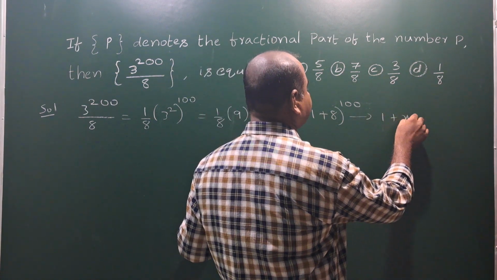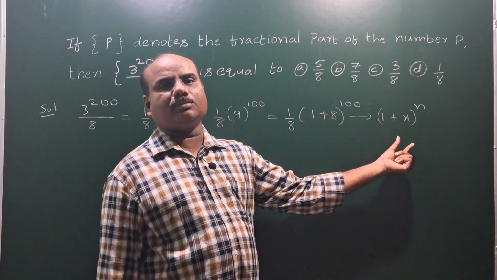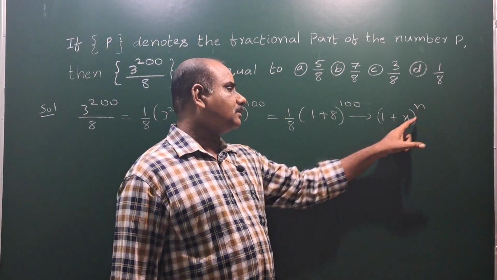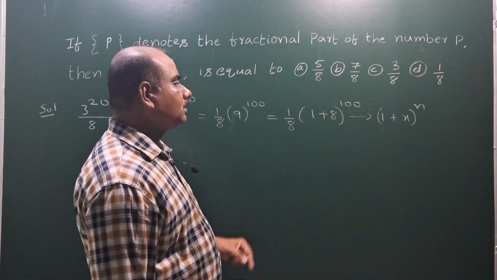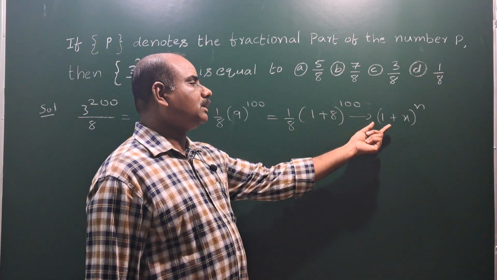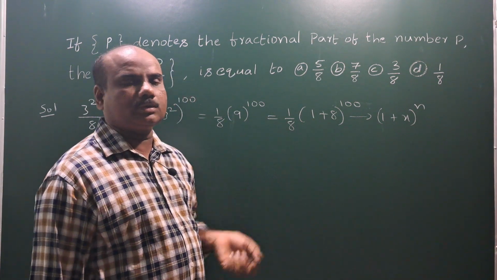This is in the form 1 plus x whole power n, which is our standard binomial. Here n is an integer. Here x means 8, so 8 is also an integer. Now we have to apply the formula of the standard binomial to expand this 1 plus 8 whole power 100.